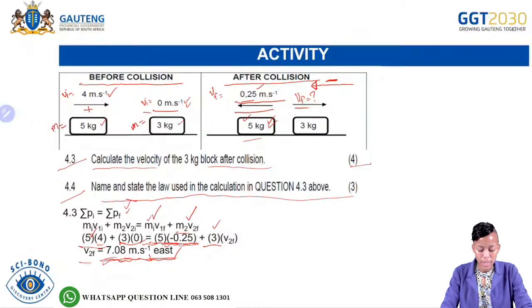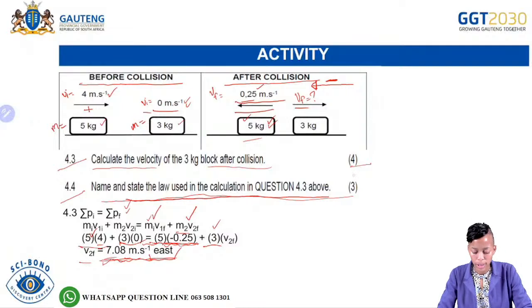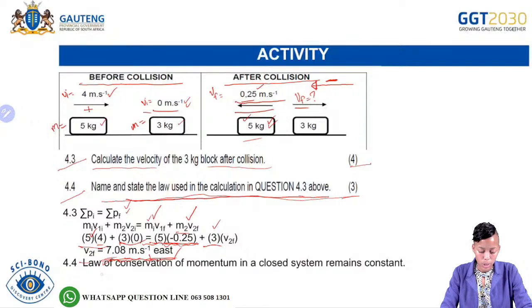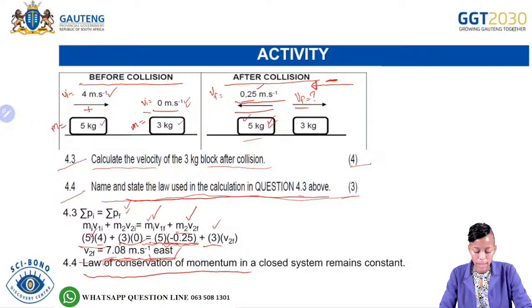4.4, it says you must name and state the law that is used in question 4.3 above, for 3 marks. That law is the law of conservation of momentum. And the law of conservation of momentum says that in a closed system, the total momentum remains constant. So that would be for 3 marks.